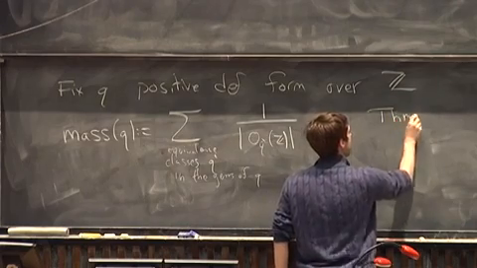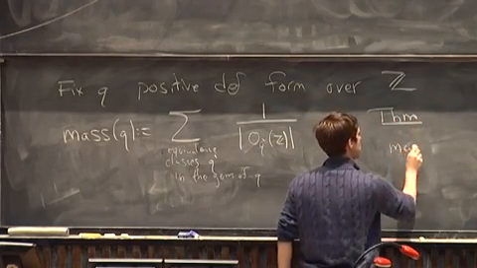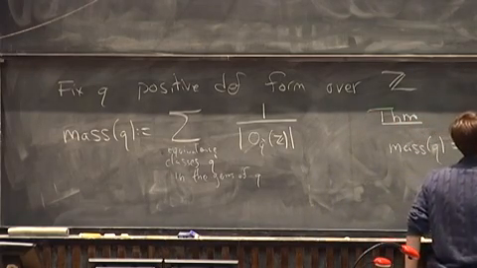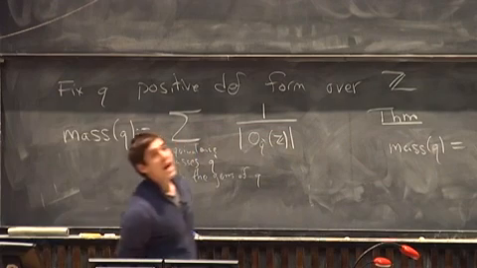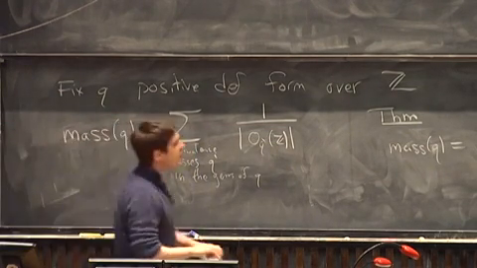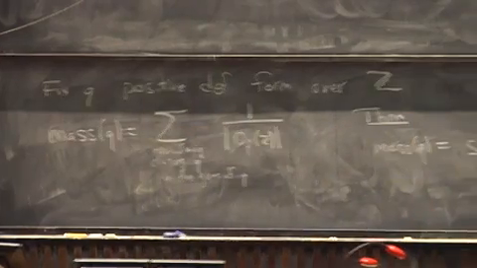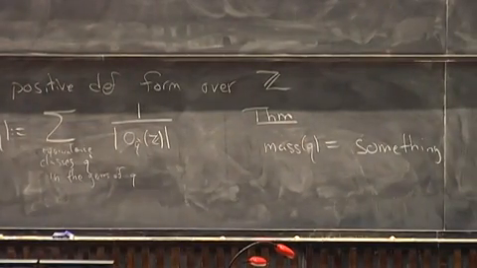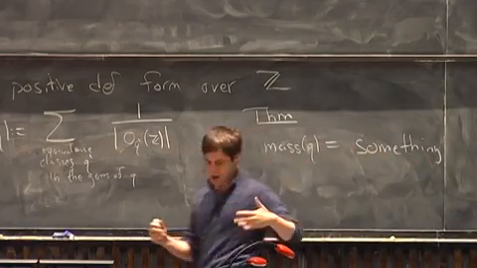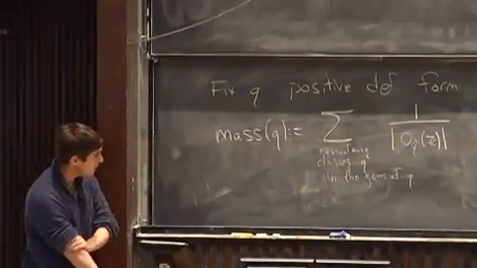And the theorem is that the mass of Q is equal to something. Of course, that's not much of a theorem yet. It's equal to something specific. But what specific thing it is depends on the quadratic form Q. So let me start by telling you what that something is in the simplest case. Yeah, I guess I'll give you an example in a second.